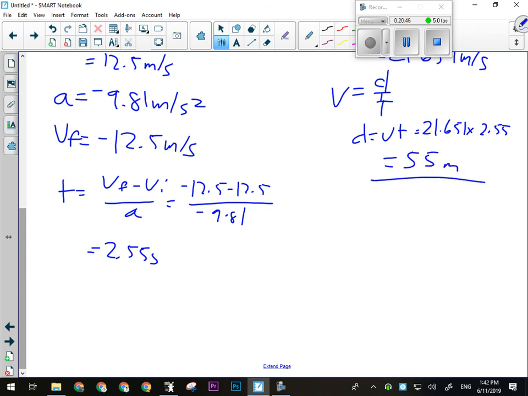All right, so I had to use v equals d over t. I had to use an acceleration question. I had to find x and y vector components. Now I need to find the maximum height.